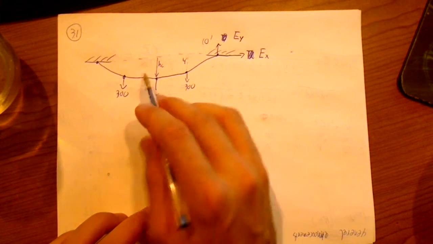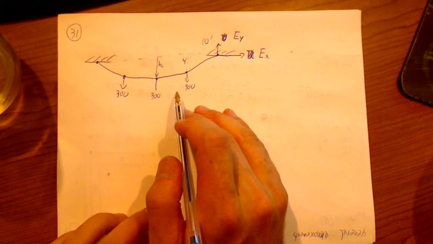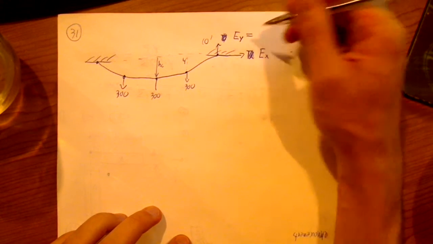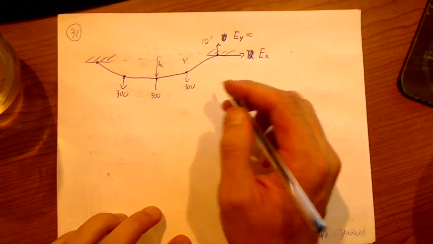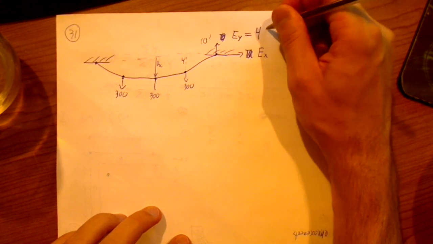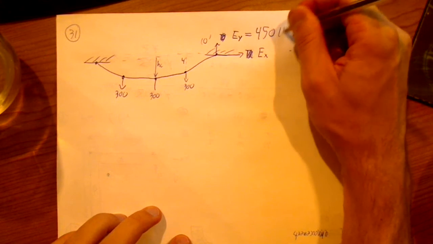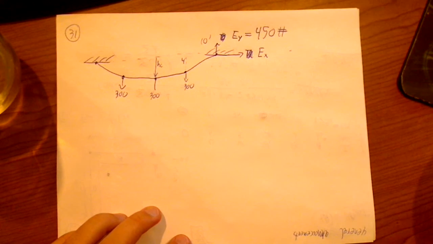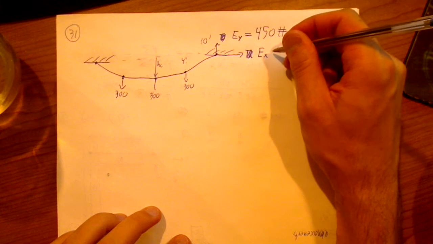You can actually just immediately look at this, note that it's symmetric, ergo, you can just take the whole amount of forces and divide by 2. It has to hold up 900 pounds total, so this would be 450 pounds. That's the easiest thing. And then we have to find EX.